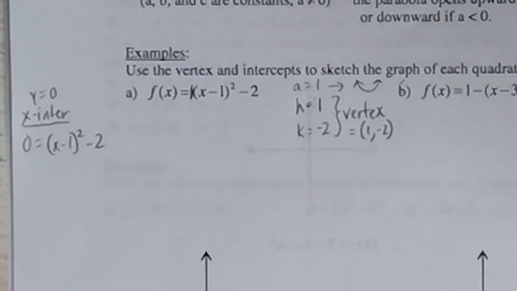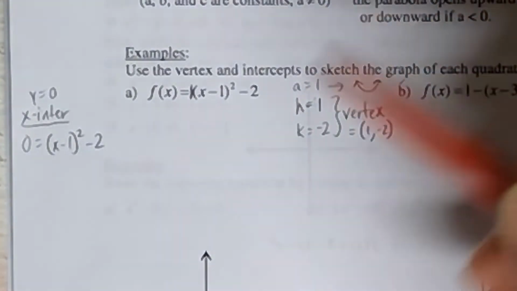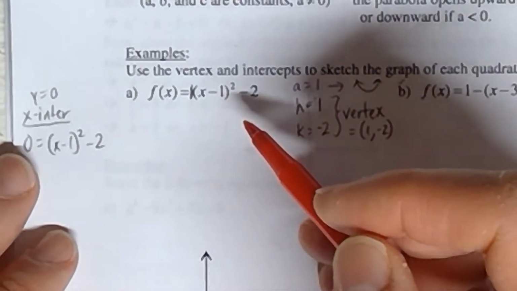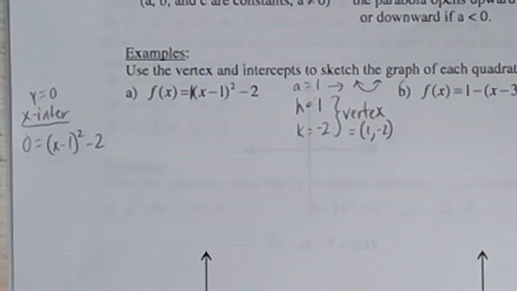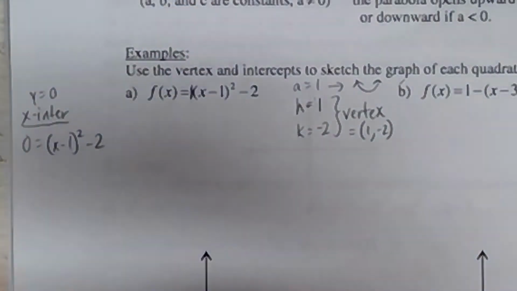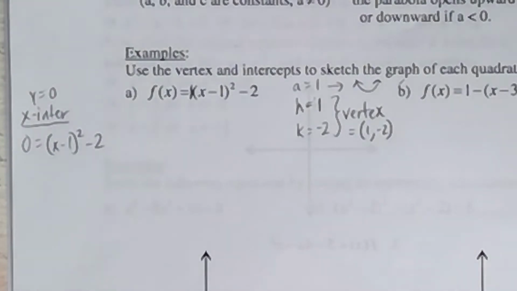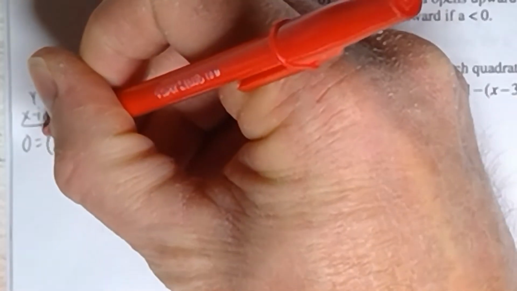So how do we solve that? The way you solve that when you have a bracket squared in one of these problems is the square root property will always work. It doesn't mean the square root property always works in any problem this semester when you have a bracket squared, but it will work in this one. So you can go ahead and do that.